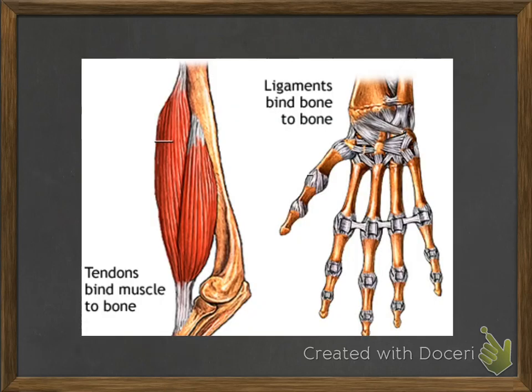So here's a really good picture here. So tendons bind muscle to bone, right here, here, and here. Ligaments bind bone to bone. So you can see them between each of the joints here. There's heaps of them.